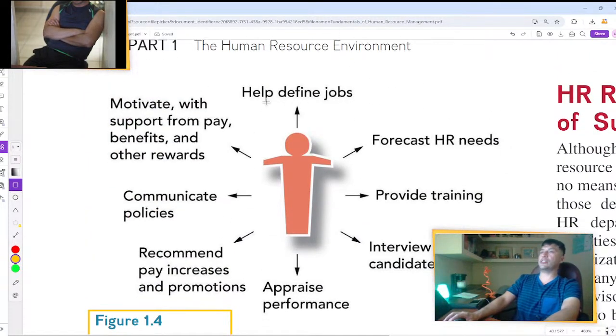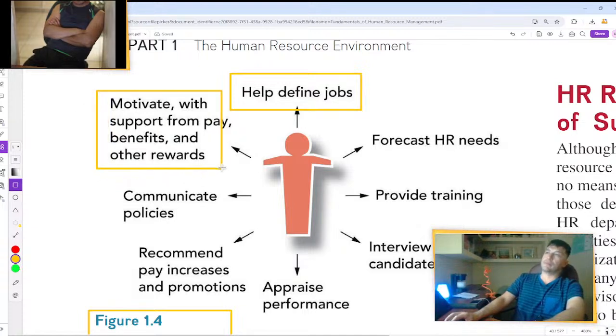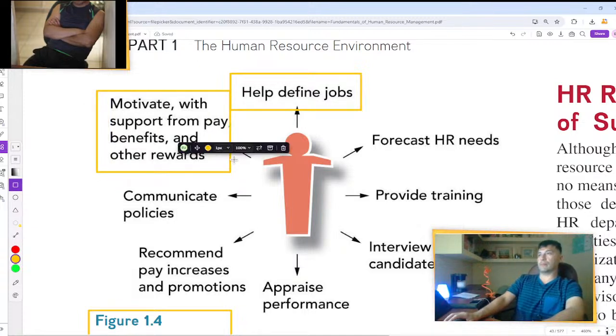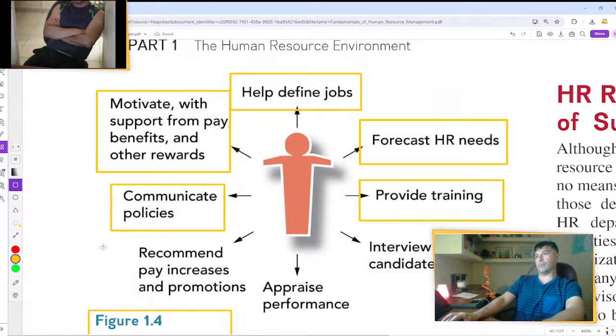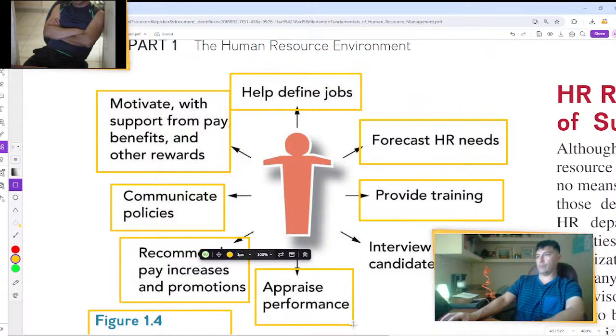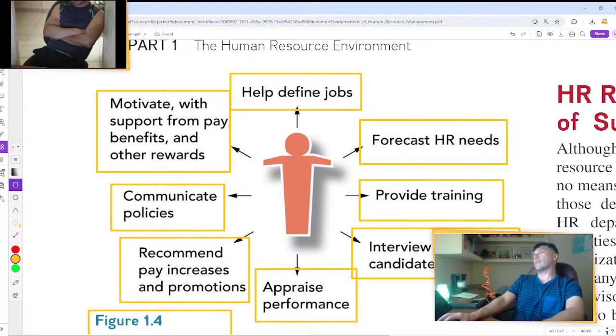The supervisors, can you read it, please? Help define jobs, motivate with support from paid benefits and other rewards, forecast HR needs, communicate policies, provide training, recommend pay increases and promotions, appraise performance, interview and select candidates.